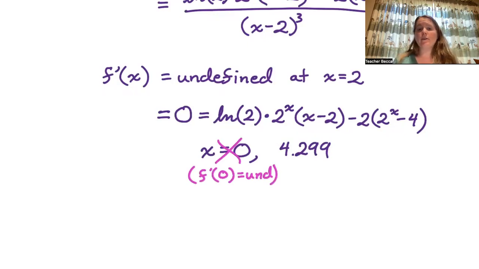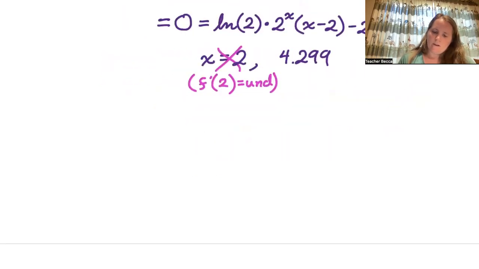So we have critical values at 0, at 2. That should not be 0. Sorry, that should have been at 2. I apologize. F prime of 2 is undefined. X equals 2 gave us a derivative of 0. So we have 2 critical values, namely at 2 and at 4.299.